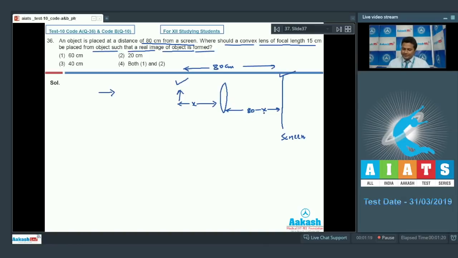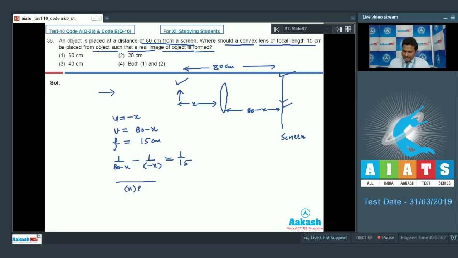So from here we can say that u is minus x, object distance. Image has been formed on the screen, so image distance v will be plus of 80 minus x in centimeter, and focal length of the lens given, that is 15 centimeter. Convex lens have positive focal length. According to lens formula, we have 1 by v minus 1 by u, that is minus x, equals 1 by f.